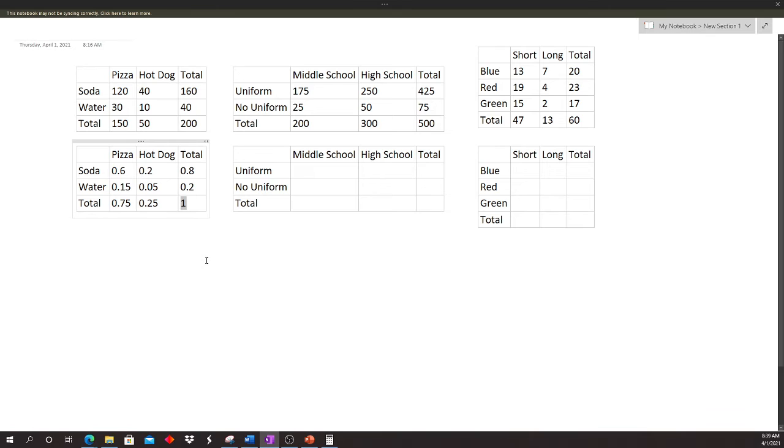So half of your assignment is going to be constructing a relative frequency table, and then the other half is going to be answering questions based on that relative frequency table.